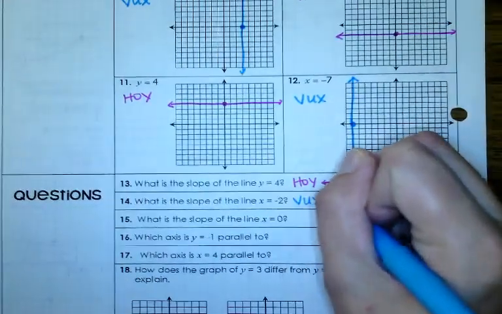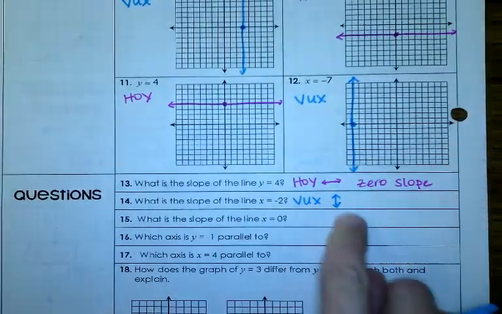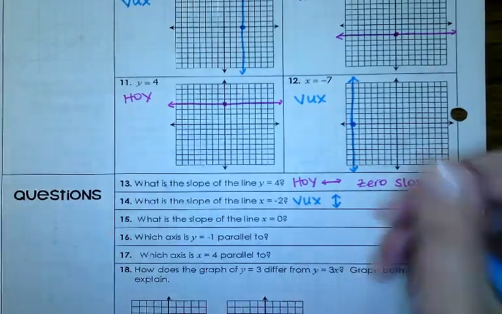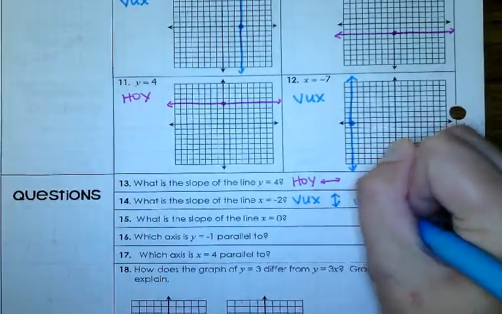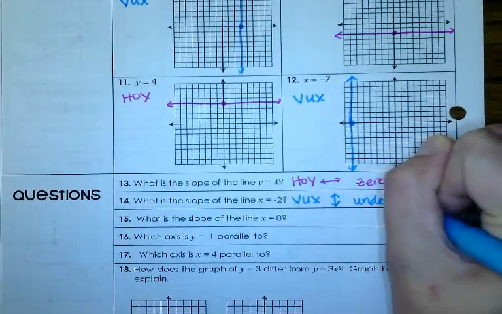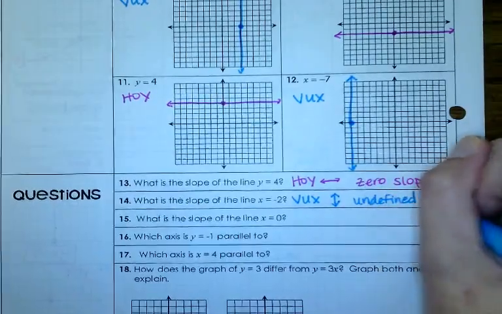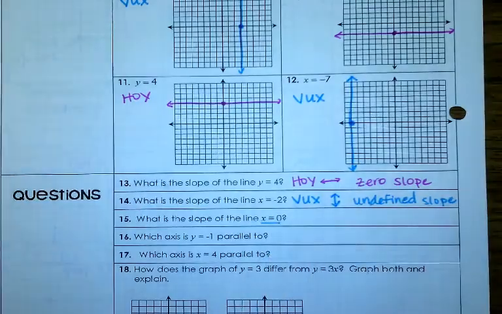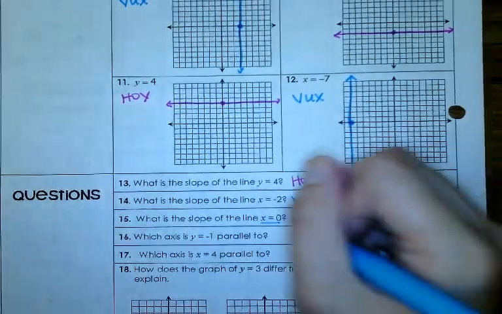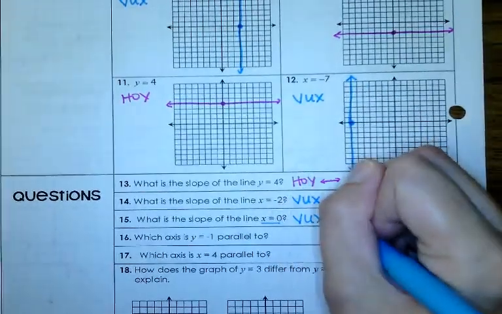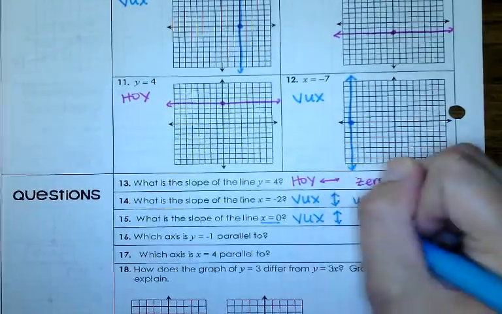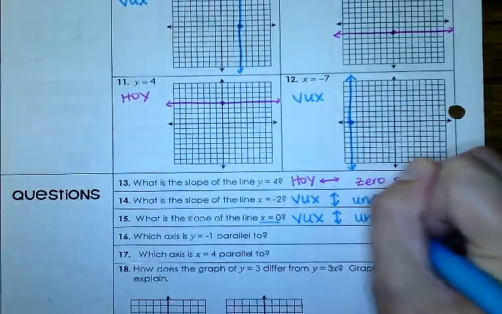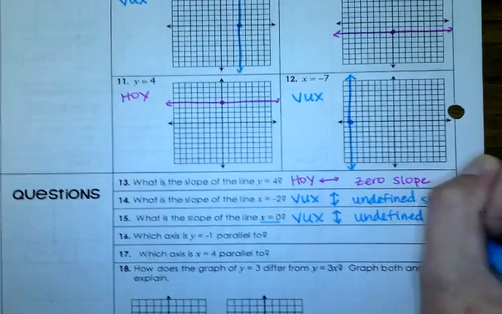Undefined. Okay? All right, here we are again. X equals 0. Is that VUX or HOY? VUX. So that's a vertical line with an undefined slope. Okay, guys? Now, one thing that is so nice about the VUX and the HOY is it keeps it straight for you.